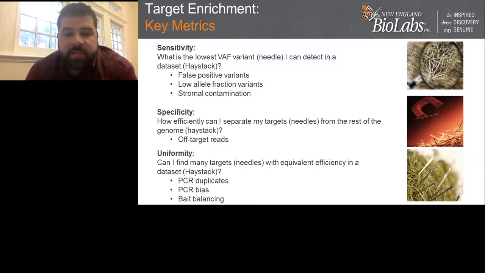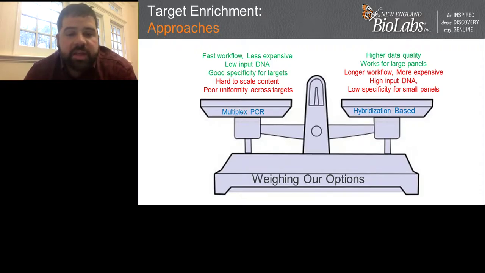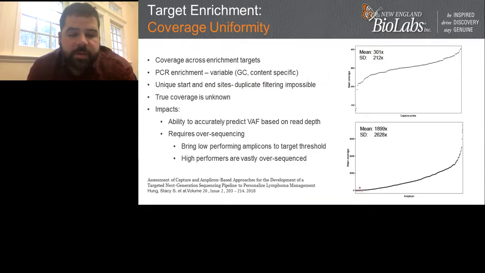Again, I think at the end of the day, it comes down to weighing our options and saying, do I need a fast workflow? Do I need something that's less expensive, that works for low input DNA, has good specificity for my targets, but is going to be difficult to scale content, if I need to add genes to my panel, if I need to look at a larger subset of genes, I may be dealing with poor uniformity across targets and overall a lower quality of data. Whereas with hybridization-based enrichment, you tend to have higher data quality and works really well for large panels, but it tends to be a longer workflow. It's more expensive, tends to require more input DNA, and as you get to smaller panels, can have low specificity.